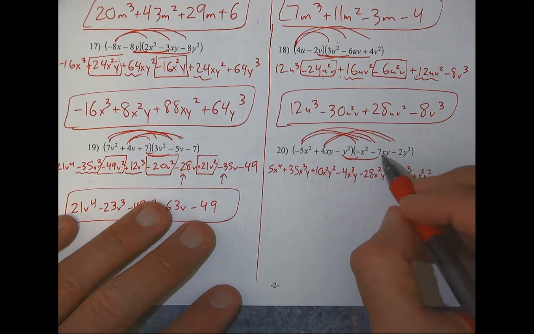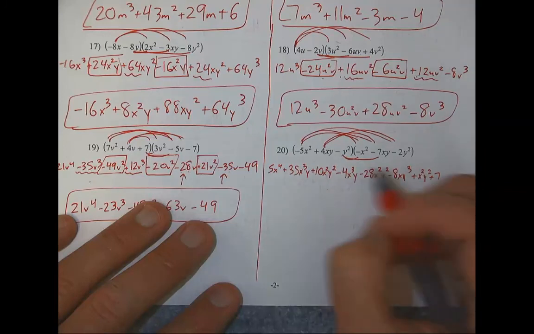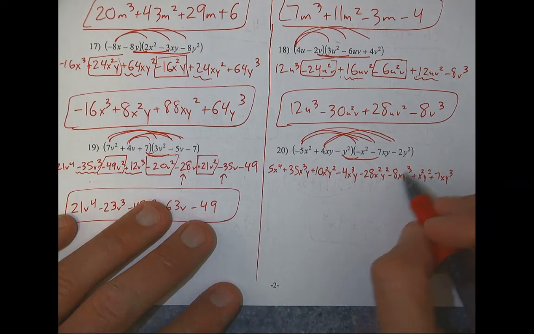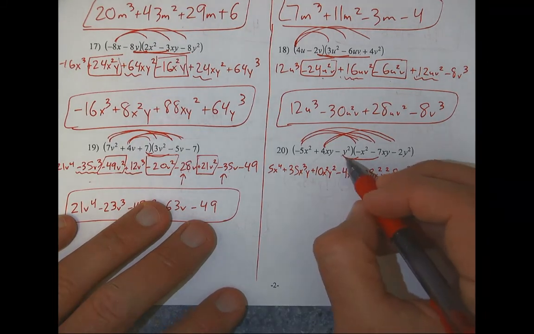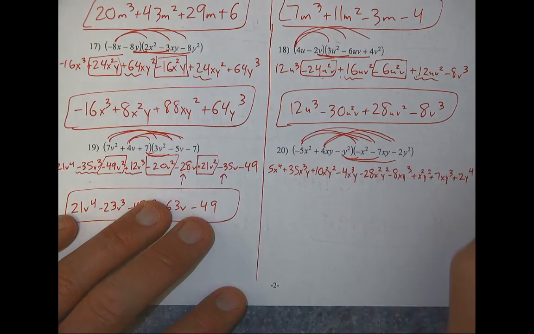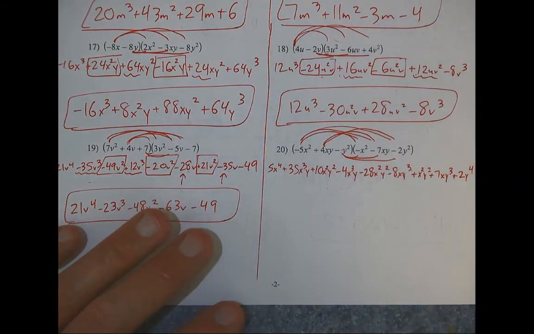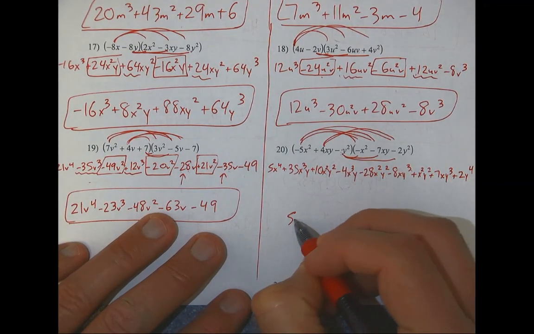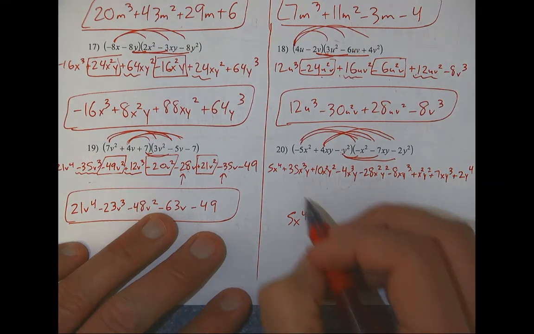Negative 1 times negative 7 is positive 7. X just stays, and then it's y to the third. So that'll combine with this one. And then the very last one, two negatives make a positive. It's 1 times 2 is 2. Y times y, add them. Y to the fourth power. All right, so a lot of just trying to keep all that straight. So 5x to the fourth just comes down. That's the only one.